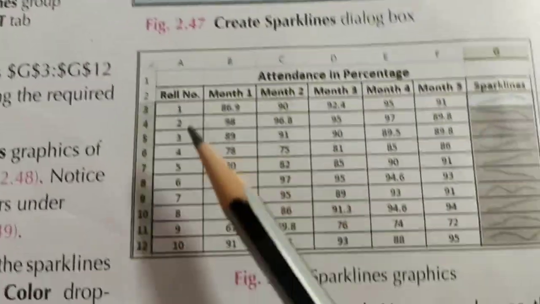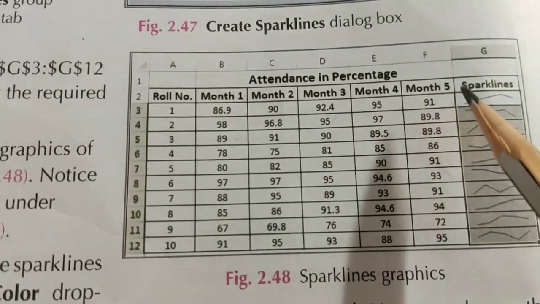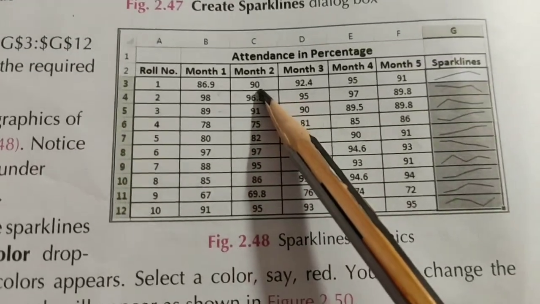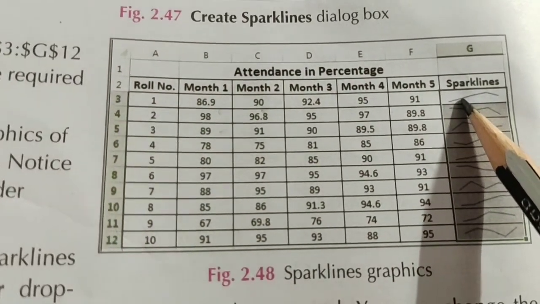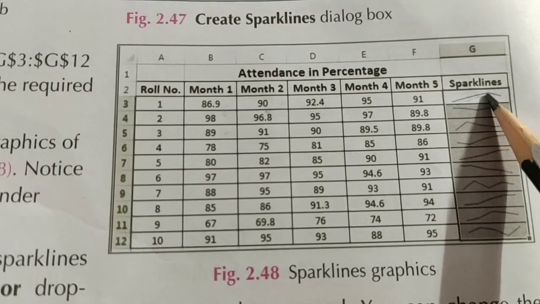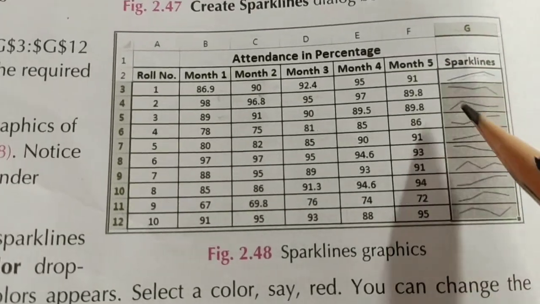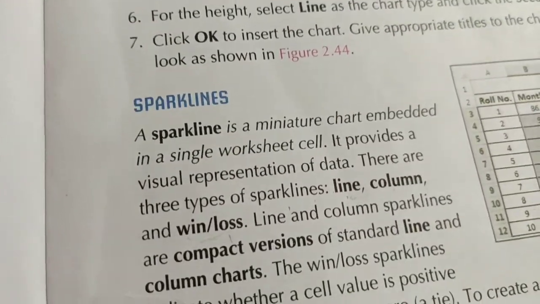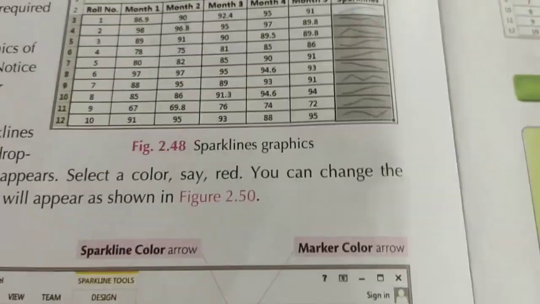Now you see here, this is the table. Month 1, month 2, month 3, month 4, month 5. Month 1 is 86.9. Then month 2 increased to 90, then again rising up to 92, then 95, then again coming down to 91. Now this is a line. You already got here the three types of sparkline. One is the line, this one is the line.